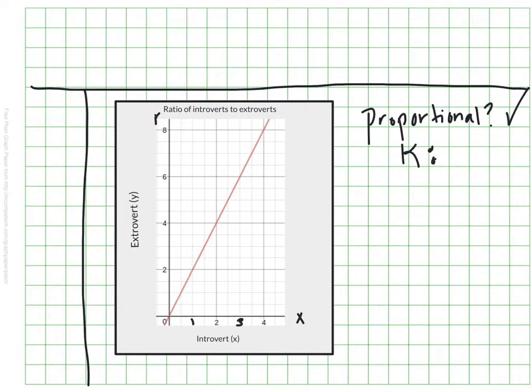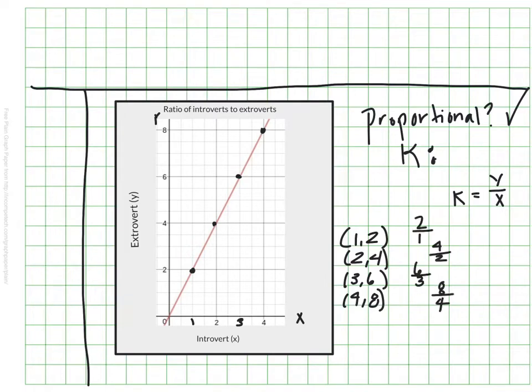So let's look at a few of the points. I marked a few of these points both on the graph and on the side here. And remember that to find our K, our constant of proportionality, we need to take our Y value and divide it by our X, that finds our unit rate. And we can do that with a few of these points to make sure that they are all the same. So on this first one, we'd have 2 over 1. And then I went ahead and filled in the others as well. And we can see that in each case, our y over x is equal to 2. So that means k must be 2.